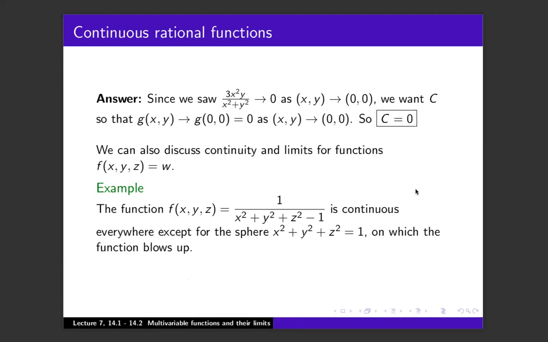one over x squared plus y squared plus z squared minus 1, that's continuous everywhere except on the sphere x squared plus y squared plus z squared equals 1. On that sphere, the entire function blows up, and it's not continuous anymore. It's not even defined.